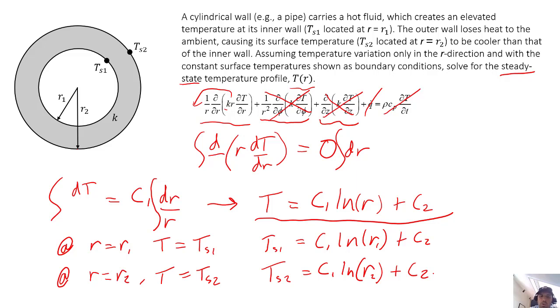So what we could actually do to help eliminate some variables is take this first equation and subtract off the second equation. So we subtract off TS2 from the left-hand side and this quantity C1 natural log of R2 plus C2 from the right-hand side. That would give us a different form of the equation, which would also be true. So we get TS1 minus TS2 is equal to C1. I'm going to use the distributive property here and pull out that C1.